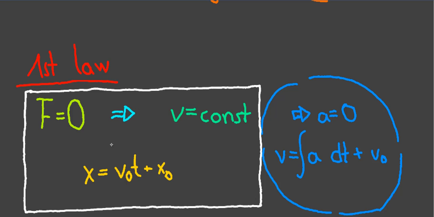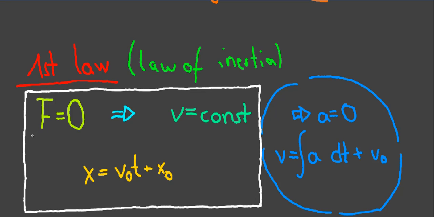So you actually have this formula right here for constant velocity, which is just our x-coordinate is given by v0 times t plus our x0. This first law also means that the acceleration has to be 0, because if there were any acceleration, this integral right here would depend on the time and our velocity could not be constant anymore.